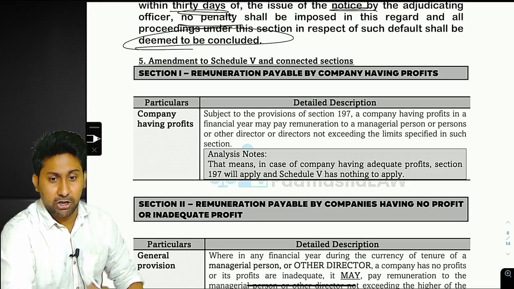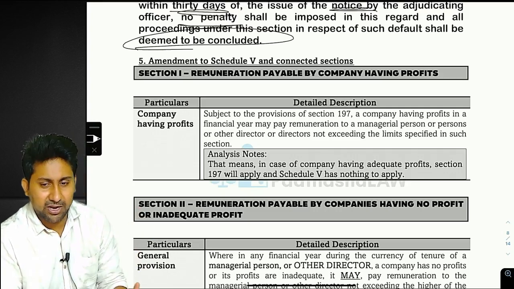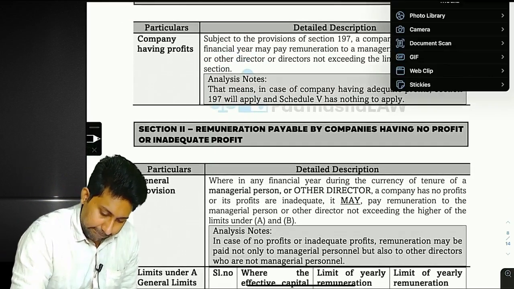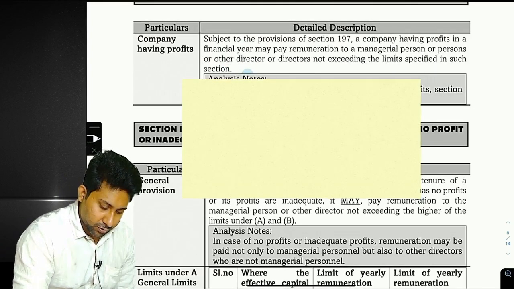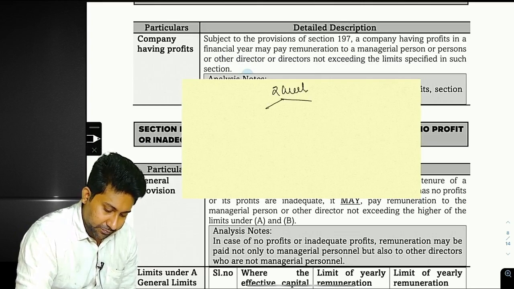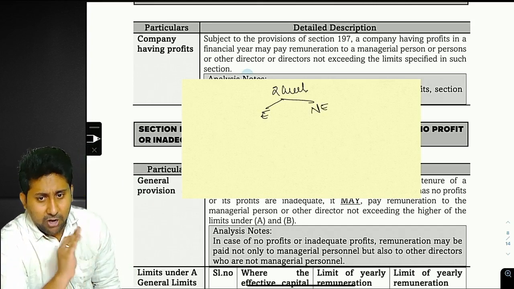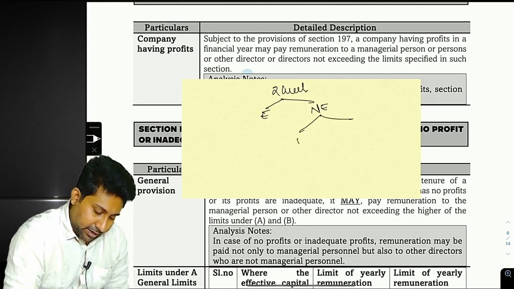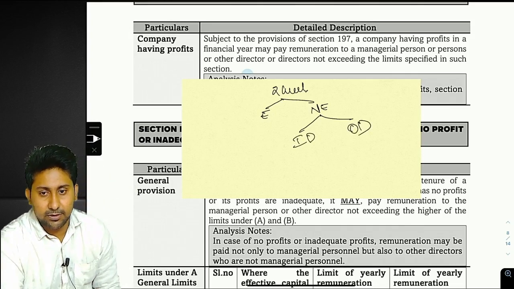Now, Schedule 5. What great amendment was made to Schedule 5? Observe, it is easy, but listen carefully. There are two kinds of directors: executive and non-executive. Executive: managing director, whole-time director, manager, these people will come. Non-executive: all others will come. Non-executive, again I will divide into two parts: independent directors and other directors.